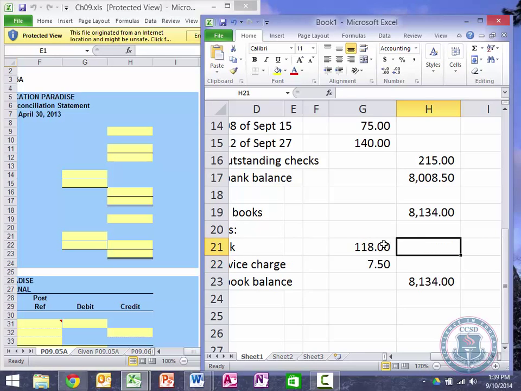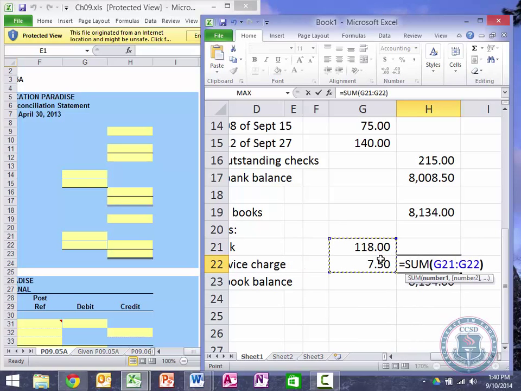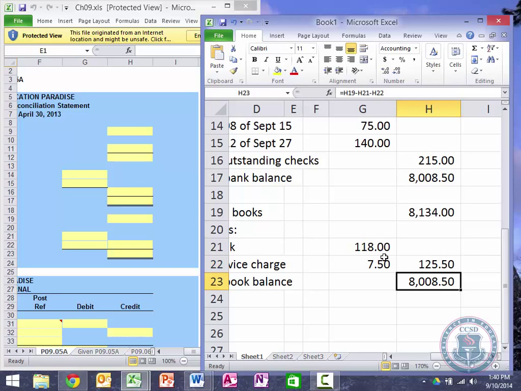I'm just trying to make it look just like it does in the problem, and we didn't look at it. So I'm just going to do a sum right here of those two things. I just moved them over because I want it to look similar.